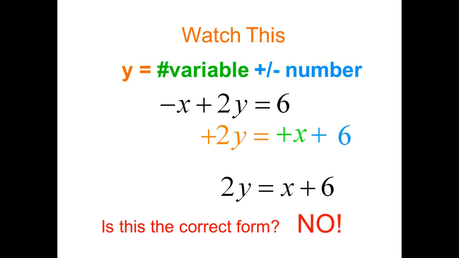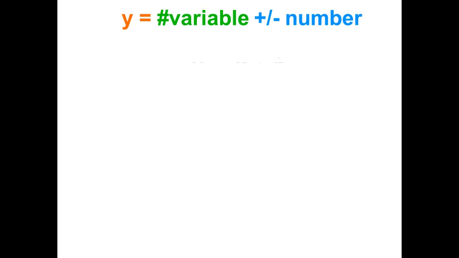Because it's 2y equals. We need y equals. So 2 times y, how do you cancel out 2 times? Divide by 2. So one more step. Divide by 2 on both sides. 2 divided by 2 equals 1. And we make it go away. Don't have to write 1y, just y.